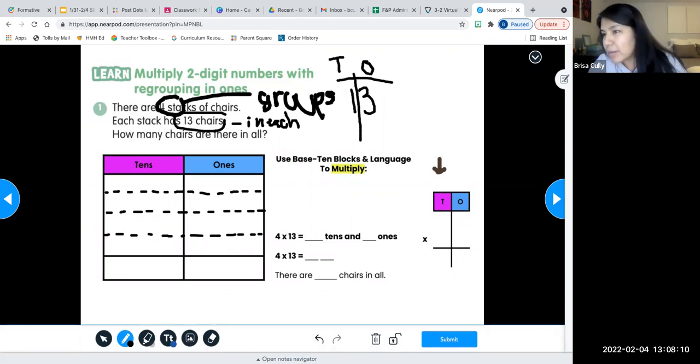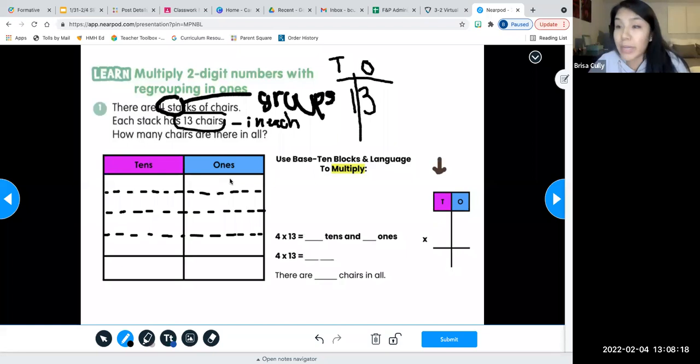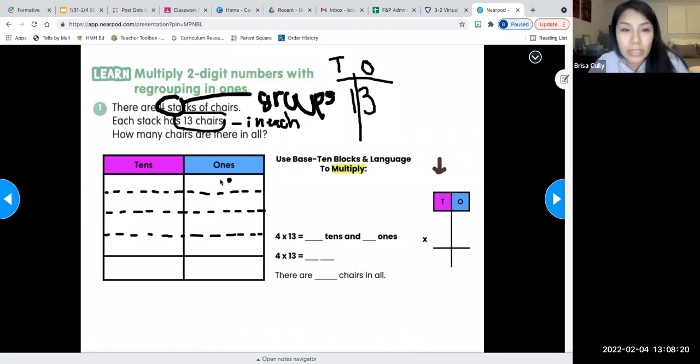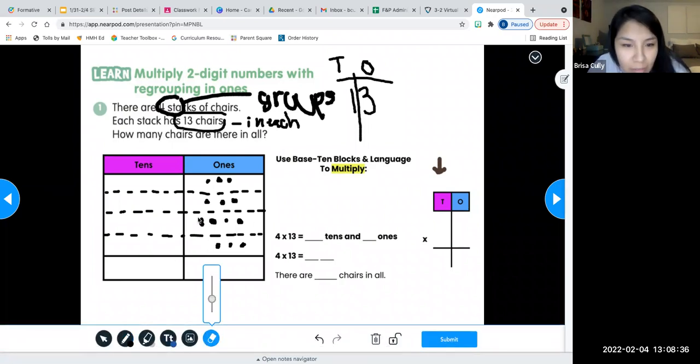There is 3. 3 1's. Yep, you're right. So I'm gonna draw 3 1's in each group. Not just in one group, in all the stacks, which are 4 stacks. Oops, sorry, I said the number 4, then I drew 4. Let me get rid of 1.